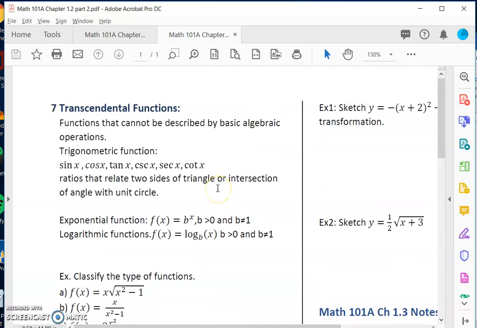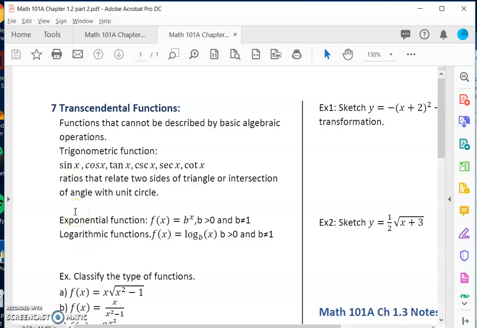So what other functions do we have? Other than algebraic functions, polynomial functions, and all those, we also have a set of functions called transcendental functions. These are functions that are not generated by algebraic operations of polynomial functions. And we have two big types. One is trig functions, and the other is exponential and log functions. This will be covered in more detail in 1.3, 1.4, and 5.